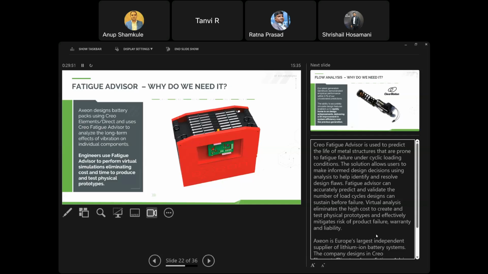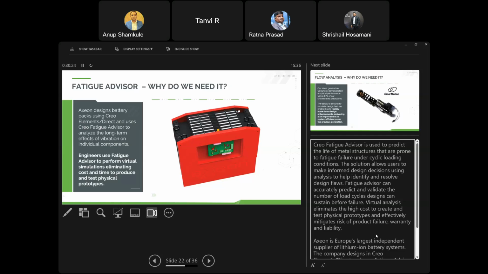Is there any design flaw that may come up under 9,000 cycles or maybe 8,000 cycles? What this Fatigue Advisor will do is predict and validate the number of load cycles that designs can sustain before failure. The analysis is done on digital models, which is basically virtual analysis. It eliminates the high cost of creating and testing physical prototypes, which otherwise we would need to do physically, applying cycles all the time.